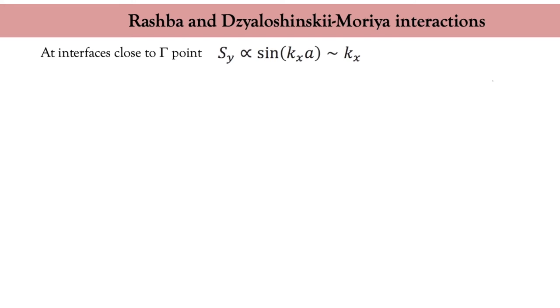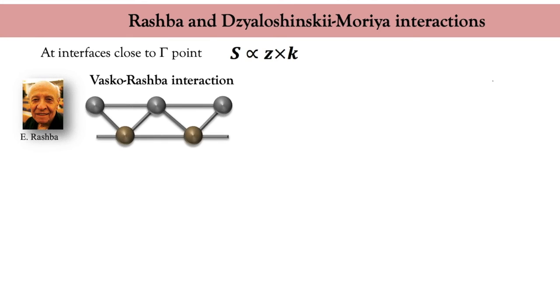I can generalize this result and say that in the simple case of an interface with a higher symmetry, the spin moment S is aligned perpendicular to the linear momentum k and is proportional to z cross k. The first consequence of this spin-momentum locking was identified in the late 70s in the context of semiconducting two-dimensional electron gas by Vasko and Rashba.